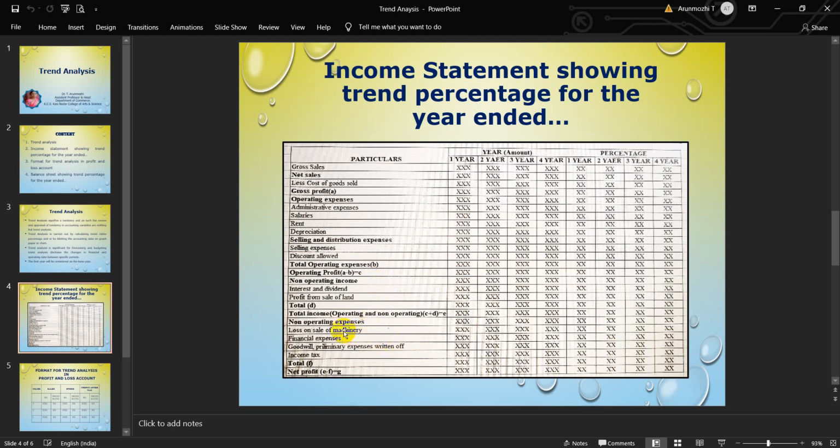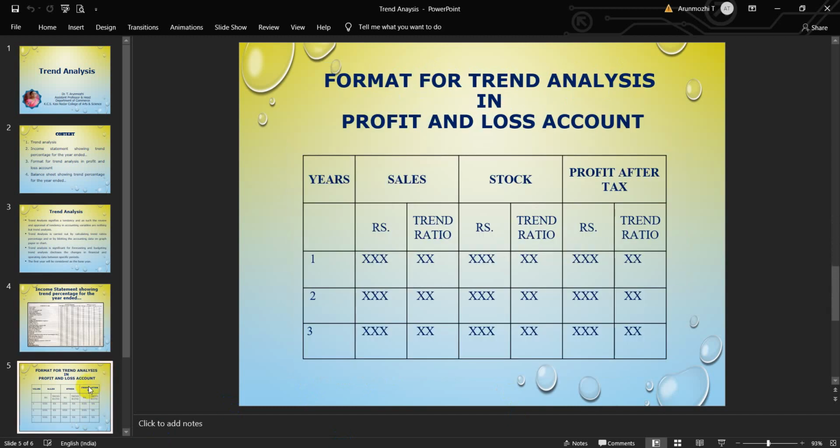Now we go on to the non-operating income, interest and dividend, profit from sale of land; you get it as D. Total income, that is operating and non-operating, that is C plus D, is equal to E. So in total you get the net profit as E minus F is equal to G. Next we go on with the format of trend analysis in profit and loss account. It can be found out for sales, stock, profit or profit after tax, with the columns of the first rupees and then the trend ratio has to be found out.